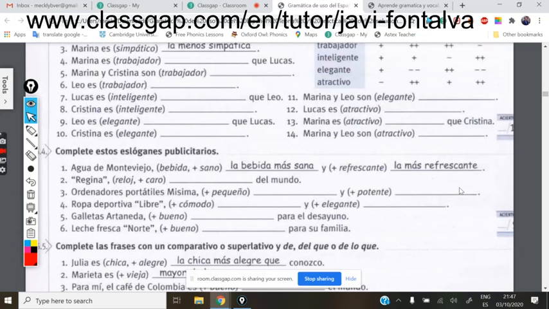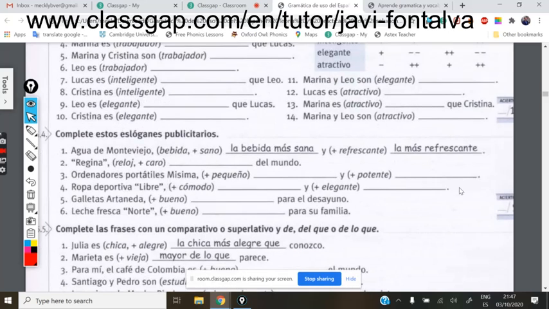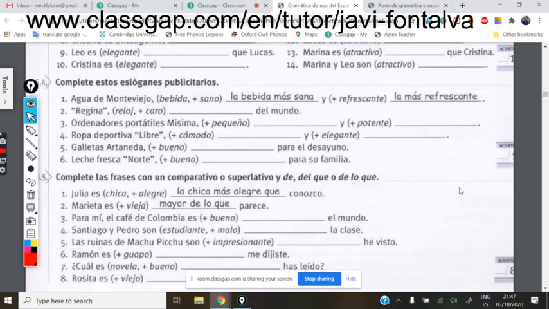Agua, bebida, manzana. Okay. Let's try number four here. Okay, so let me use the back. Okay, so, agua de Monteviejo, la bebida más sana. Okay. Actually, I don't like this camera. Completa fase comparativo sobre el mismo. Okay, let's try the last one. That's why I like it better. Okay.